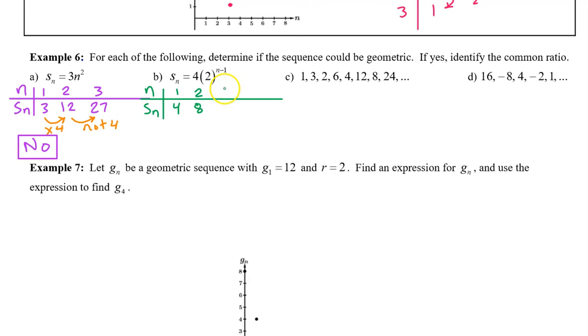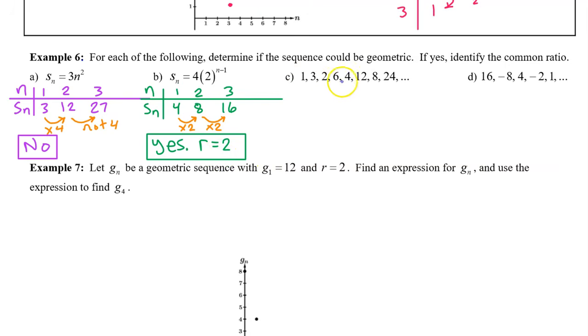And what about term 3? If we plug in 3 for n, 3 minus 1 is 2. 2 squared is 4. 4 times 4 is 16. This should be enough to check. 4 times 2 is 8, and 8 times 2 is 16. Yes, this sequence is geometric with a common ratio of 2.